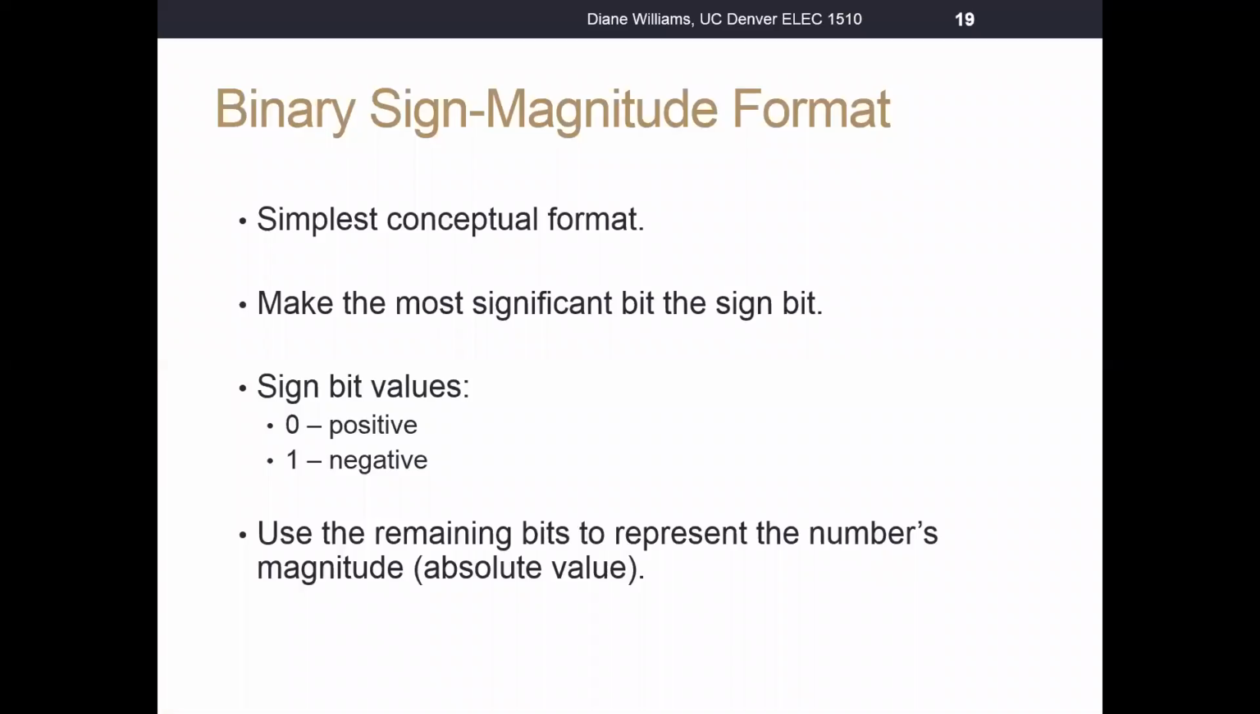In sign magnitude form, it's the easiest to understand because we're going to do what I just said. We're going to take the most significant bit and treat it as a sign bit. What we need to know then is that 0 represents positive. So in the sign bit position, when you see a 0, that will mean a positive number. When you see a 1, that will mean a negative number. We'll use the remaining bits to represent the number's magnitude or absolute value.